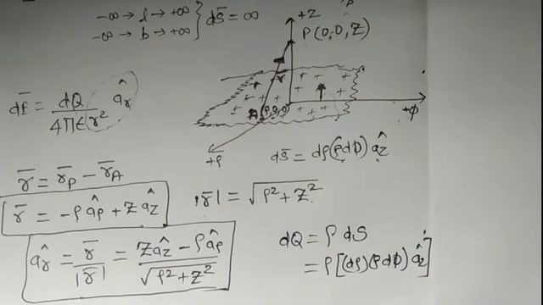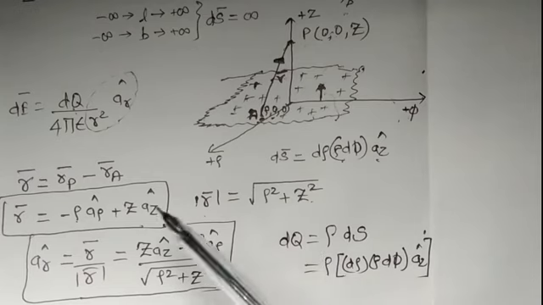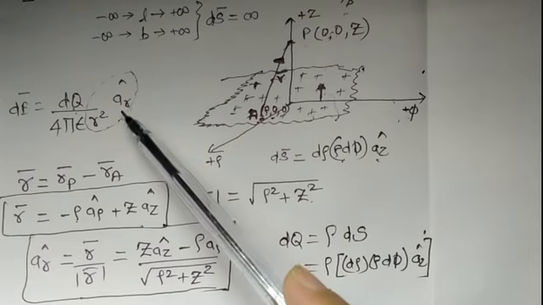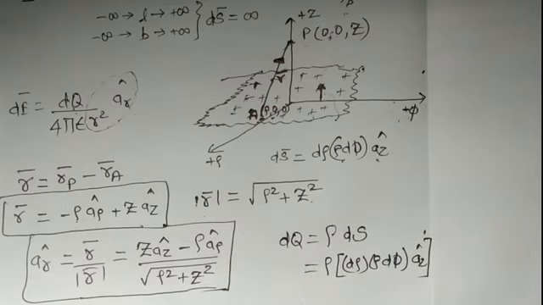Now we can say that we have the value of dq from this equation. We had the value of this r from this mod of r, and we had calculated the value of this ar cap. So the next point will be to just substitute the value and calculate the value of your E bar. That is your final E bar.